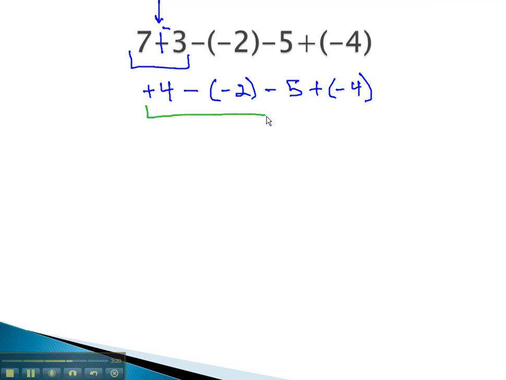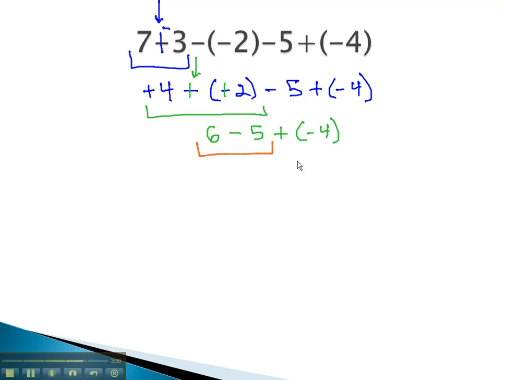The next pair of numbers are 4 - -2. Again, we don't like the subtraction, so we will add the opposite of -2, which is +2. And we see we're really adding the positives, 4 + 2, which we know is 6, adding the numbers and keeping the sign, because they're both positive. The rest of the problem still reads -5 + -4.